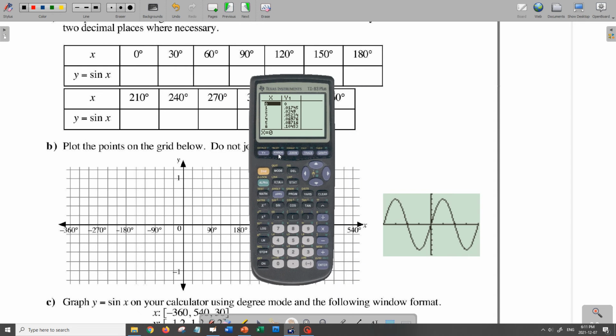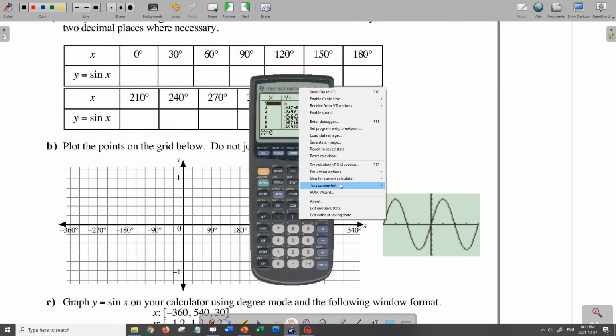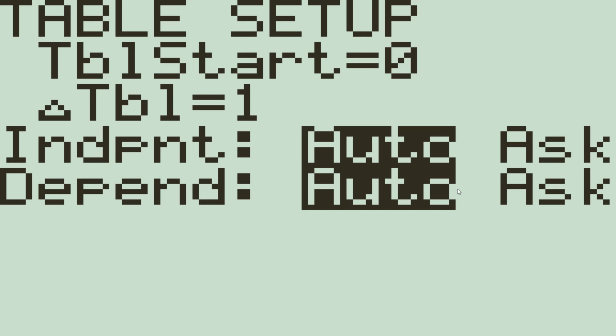For convenience sake, let me just go to big screen here. Emulation full screen because I can't even see that. I don't want to actually plot every single degree. I actually want to go up by 30s. So how do we do that? We press second table. Second window. This is the table setup. For this particular case, it says start at 0. Sure, why not? If you press the down arrow key, this is the delta table.